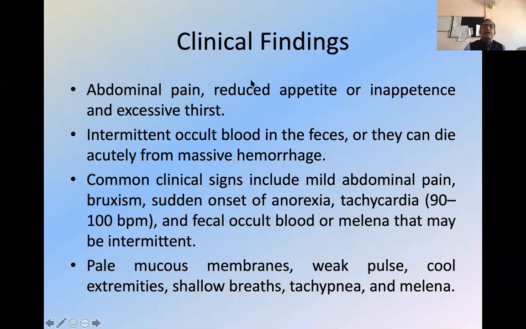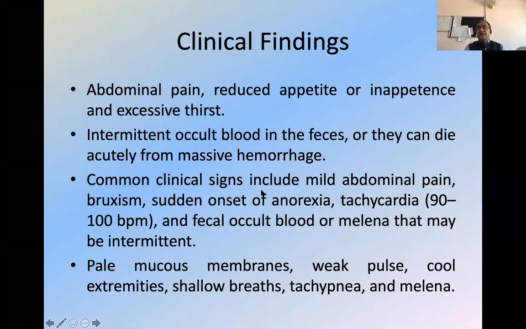Now coming back to the clinical findings, as in most diseases, because abomasitis is a painful condition, there may be abdominal pain, reduced appetite or inappetence, and animals show excessive thirst. Now this is a very, very important line: intermittent occult blood in the feces. Sometimes the feces will be normal, and sometimes you will see a small amount of blood mixed with the feces, and they can die acutely, and sometimes massive hemorrhage occurs in the GI tract. Excessive hemorrhagic diarrhea occurs, and in that condition the animal may sometimes die.